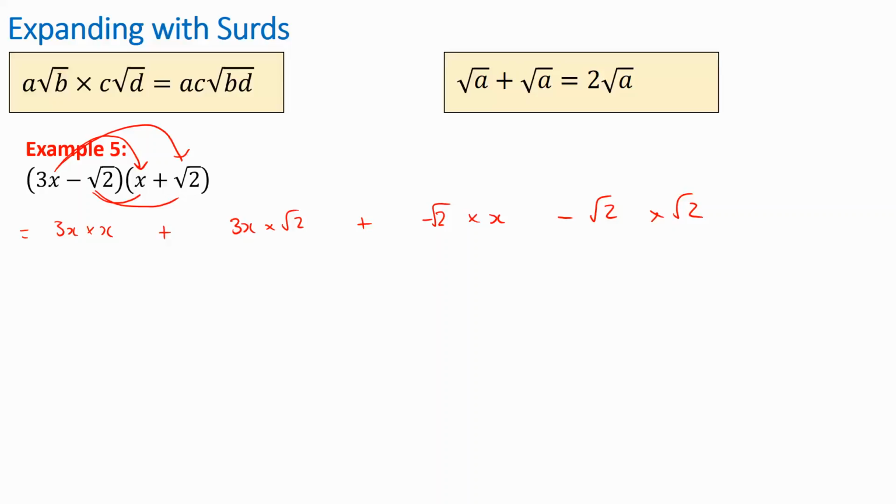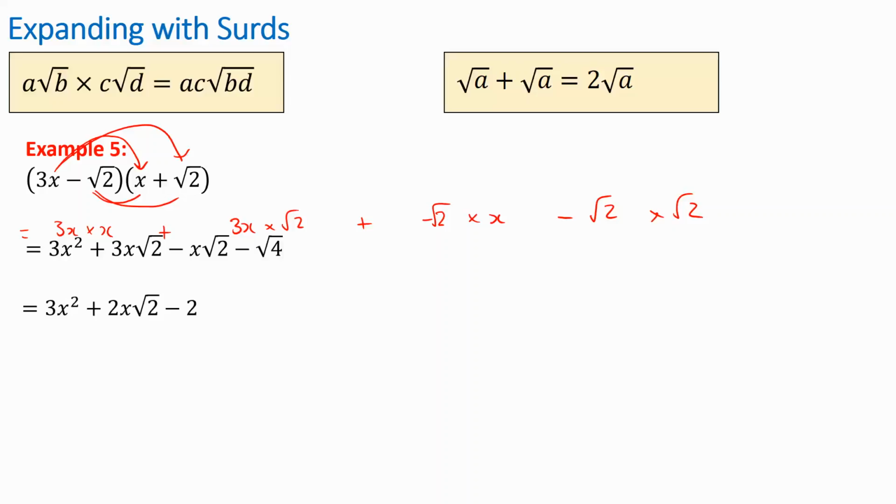I'm going to write it out. This is what you should have. 3x times x, 3x squared. 3x times root 2 is 3x root 2. Negative root 2 times x is negative x root 2. Surd times surd, 2 and 2 becomes 4, and we've got the minus root. Easy. But we all know root of 4 is 2. Okay? So next step.